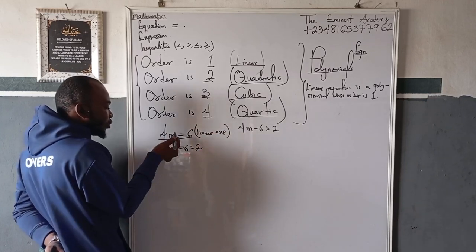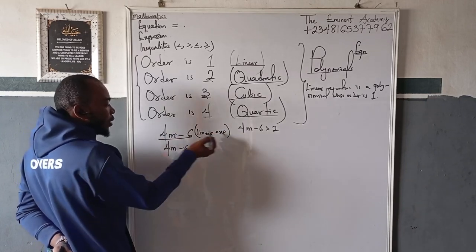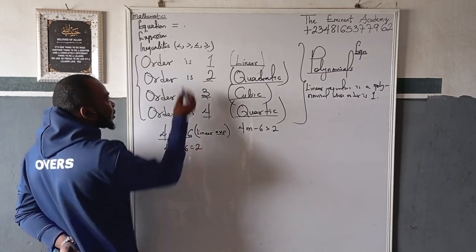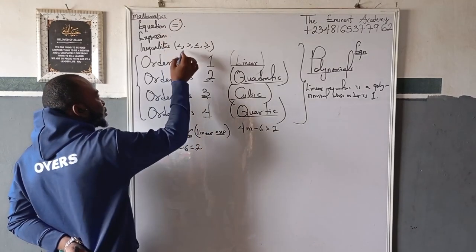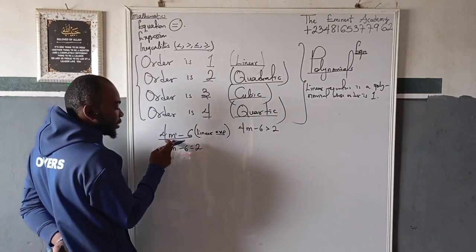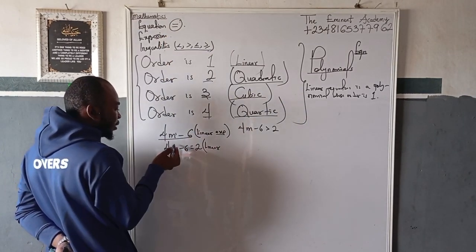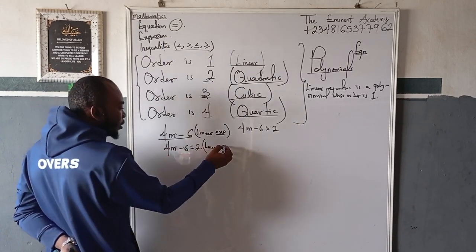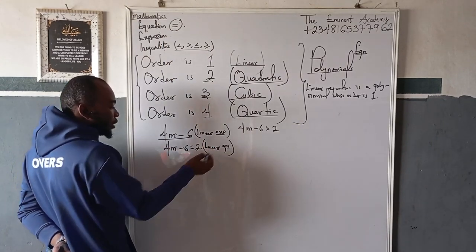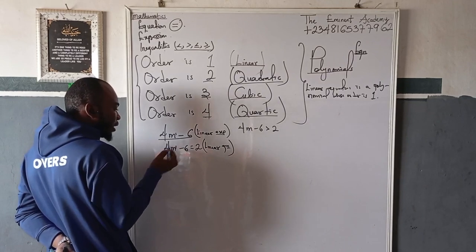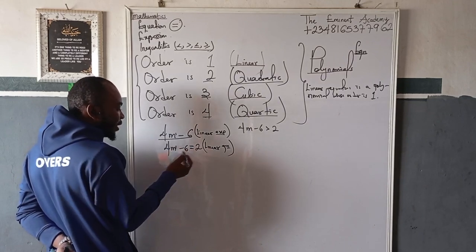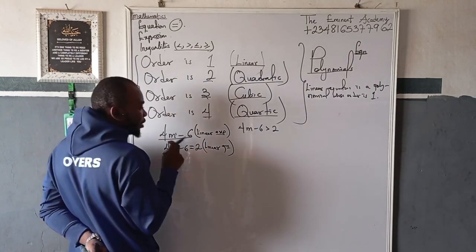It is linear because the order is 1. And why is it an expression? It is an expression because neither the equality sign nor the inequality signs can be seen there. Why for this? It is as well linear. Why? The order is 1, but it is now what? An equation. It is linear because the order is 1. It is an equation because we can find the equality sign there.